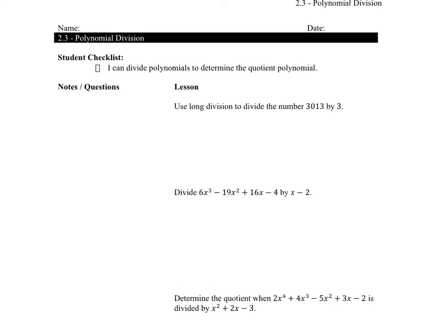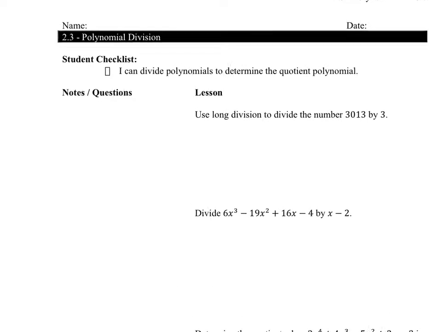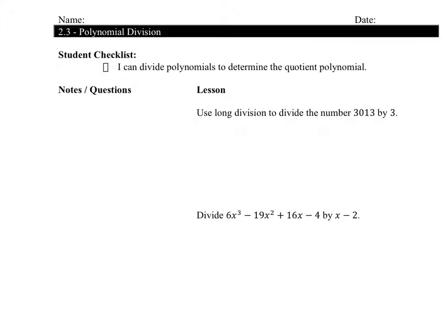Okay, we're going to start taking two polynomials and dividing them by each other. But before we do that, we need to revisit what long division is because it's probably been a little while since you've done long division. So what we're going to start off doing is using long division to divide 3013 by 3, just to remind us of how to use long division.